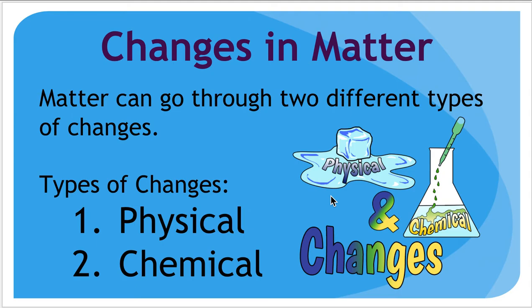So you can see in the picture, they give the example of ice and water. When this block of ice melts, that is a physical change because it's still water. It was solid water and now it's liquid, so it has not changed chemically. Now you can see the chemical change happening right there where they're adding something and that's becoming a new substance. So let's keep looking here.